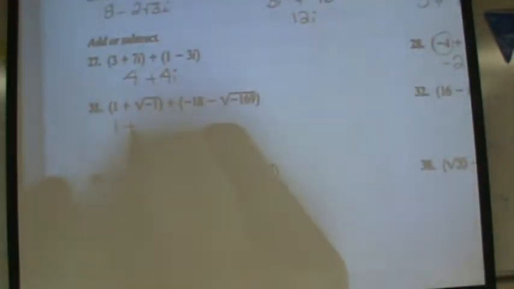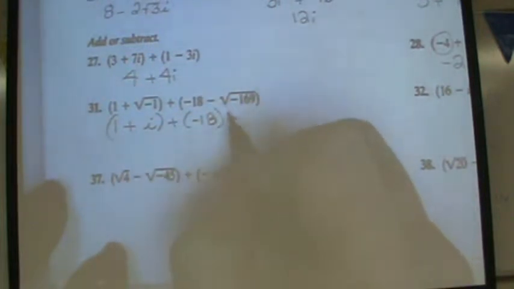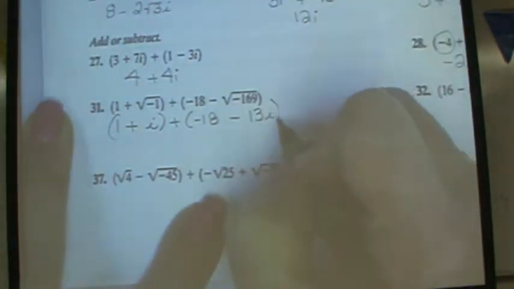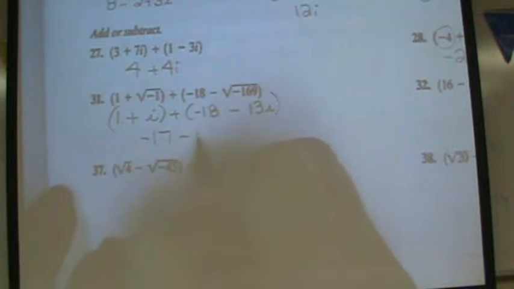We have 1 plus, this is going to be i, plus negative 18 minus, this is 13i. And there was no reason for me to put that negative 18 like that. So now we're going to add these two. These are like terms. You get negative 17 minus 12i.